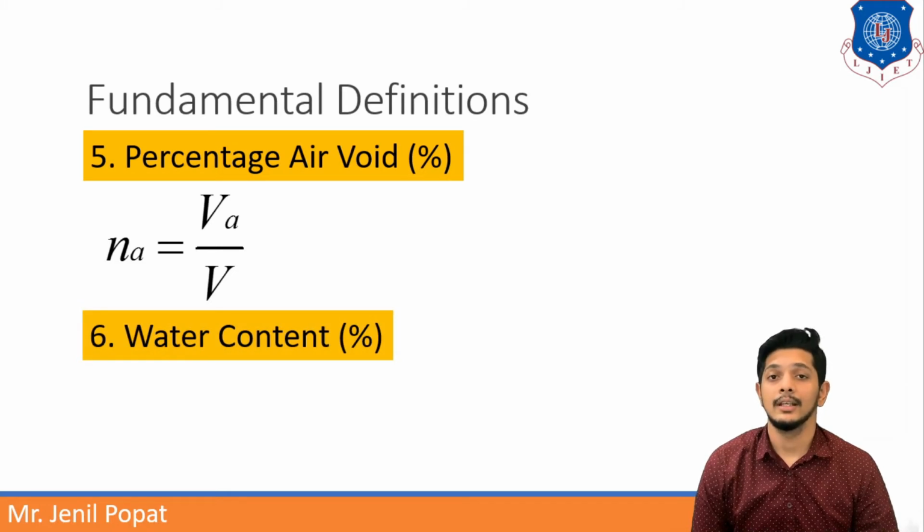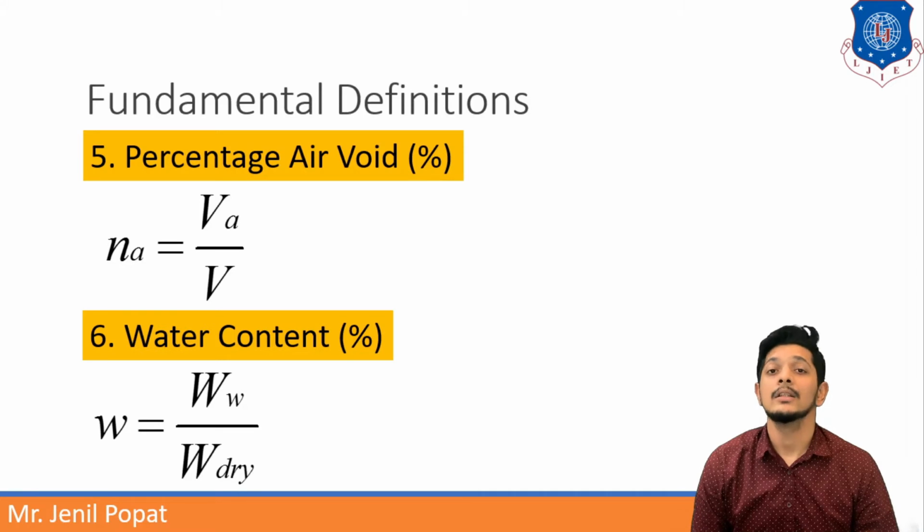Next definition, that is water content. It is also shown as a percentage value. Water content is denoted by small w. It is defined as the weight of water to the weight of dry soil. In some literature, some books, it is also defined as the ratio of mass of water to mass of dry soil. Ultimately, both will be the same. As it is written as a percentage value, it is multiplied by 100.